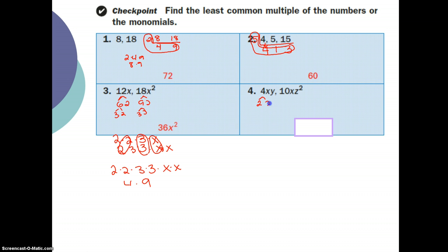Number 4, I'm going to use the same. You could use the other methods, I just can't use them for the variables. So you have a 2 in common, and you have another 2 and a 5. So 20, and you have an x in common, and then there's 2 z's. Oh wait, I forgot about the y.